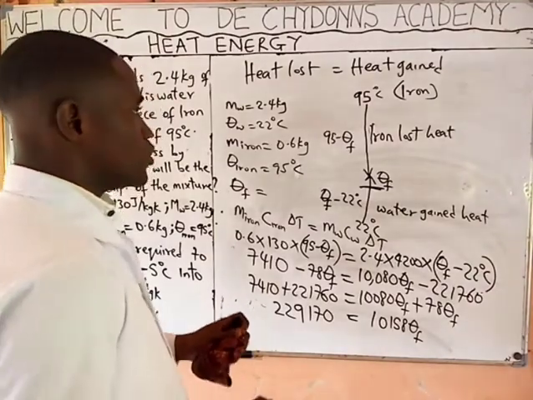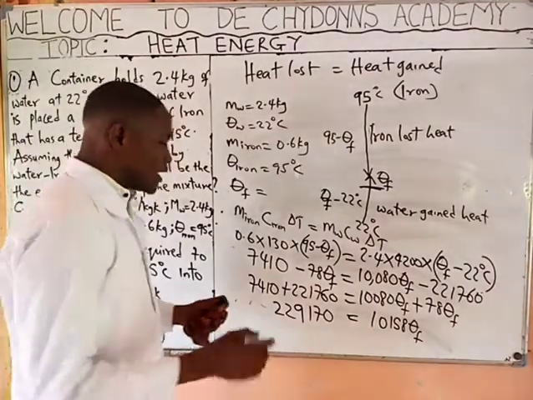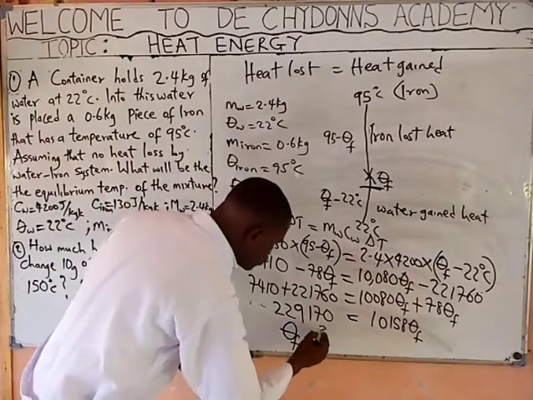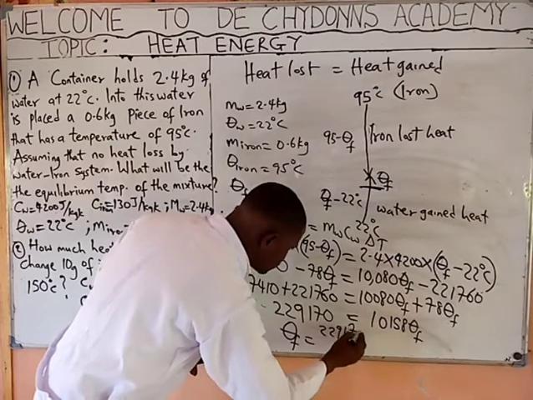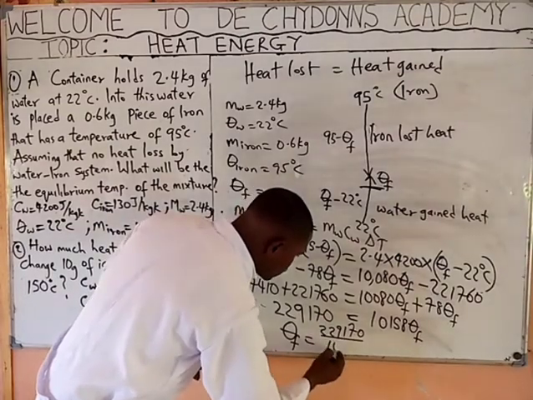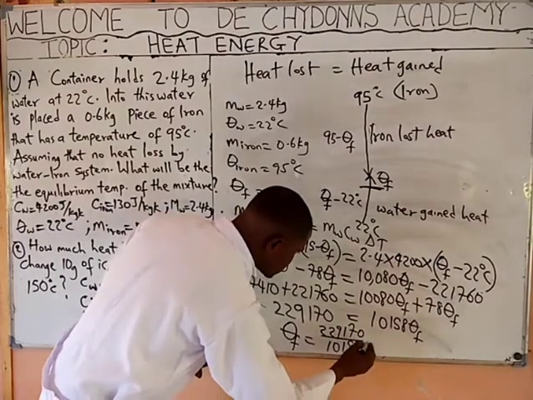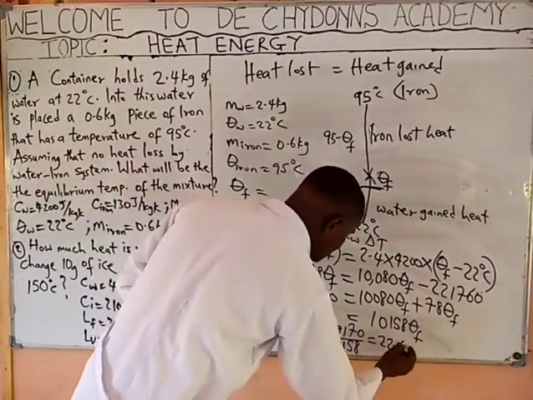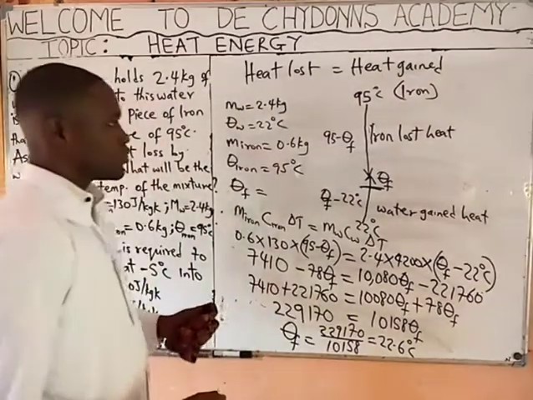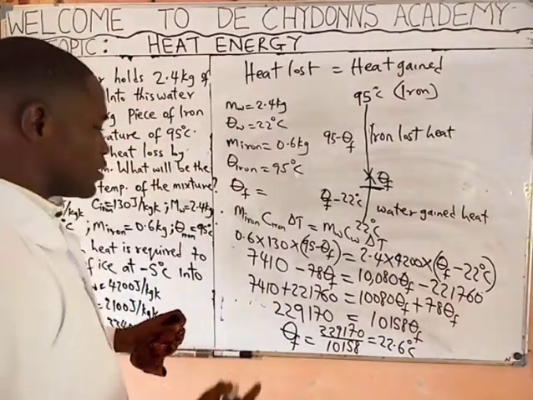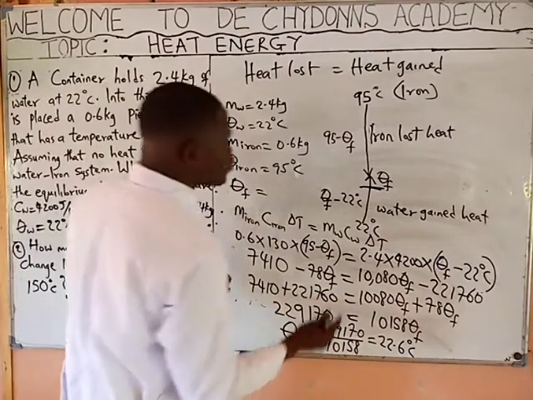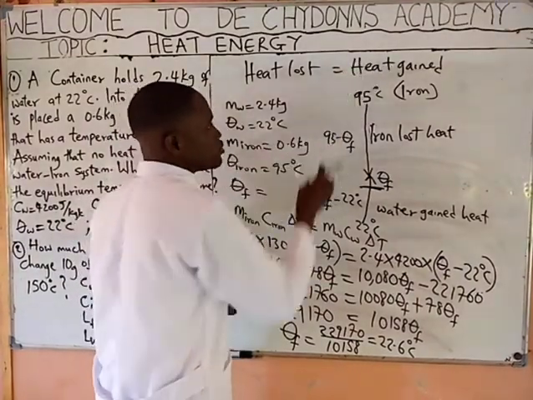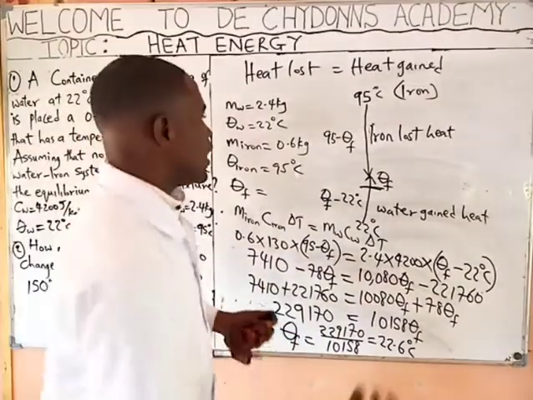229,170. So what happened now is that theta F will be equals to 229,170 all over 10,158. That will be giving us 22.6 degrees Celsius.